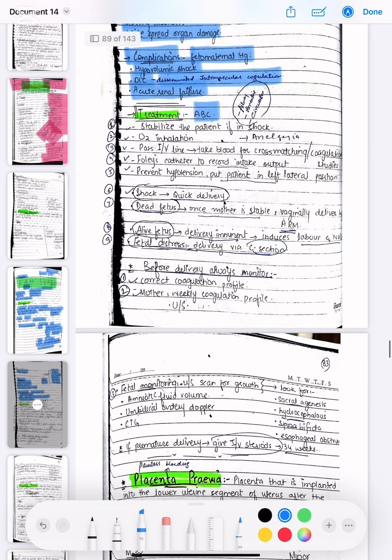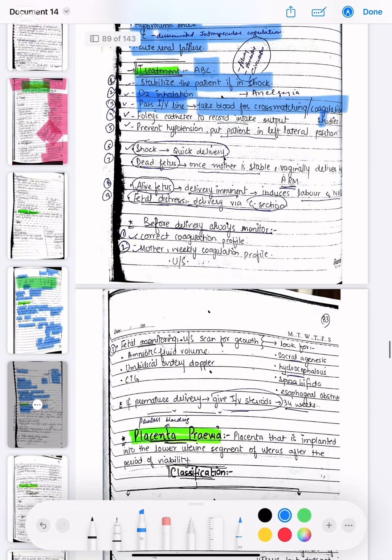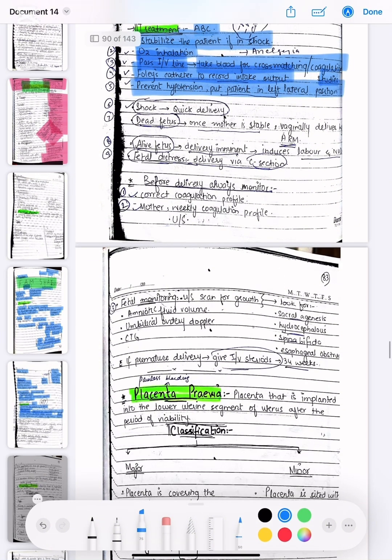The treatment options are ABC, that is, stabilize the patient if in shock, then O2 inhalation is done, then pass an IV line, take blood for cross-matching and coagulation studies, and then a Foley's catheter to read the intake and output. Prevent hypotension, put the patient in the left lateral position, and if the patient is in shock, then quick delivery is done.